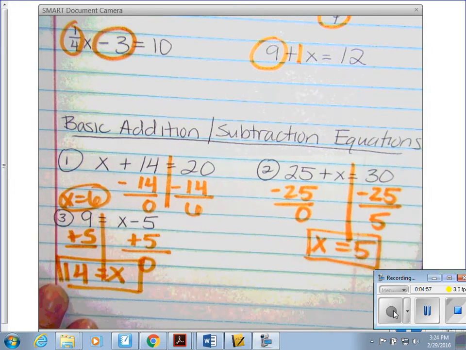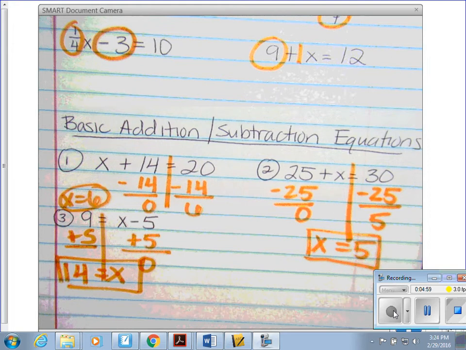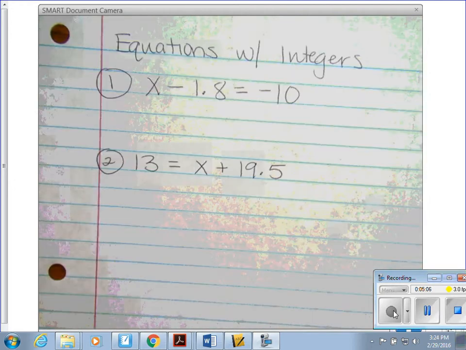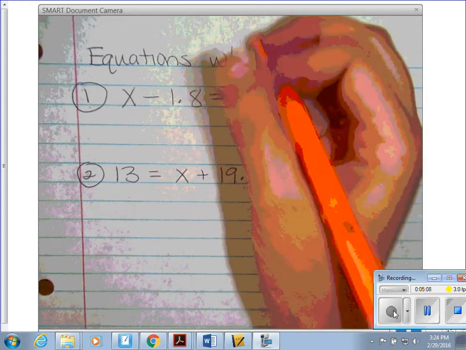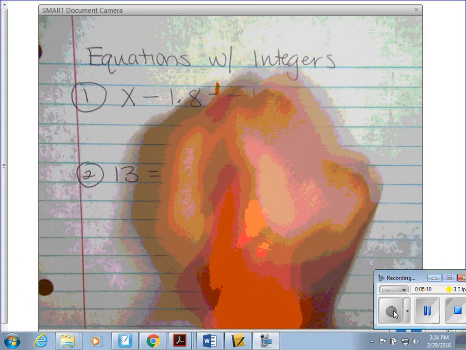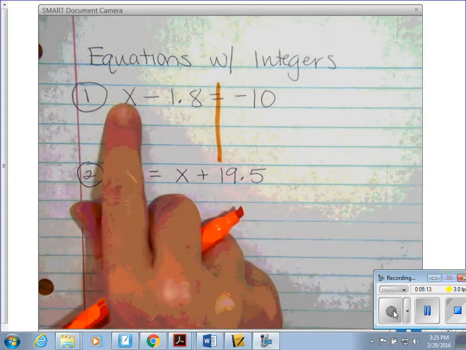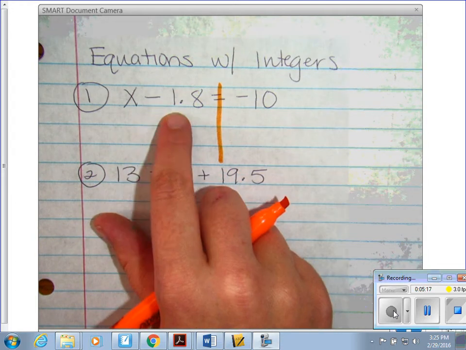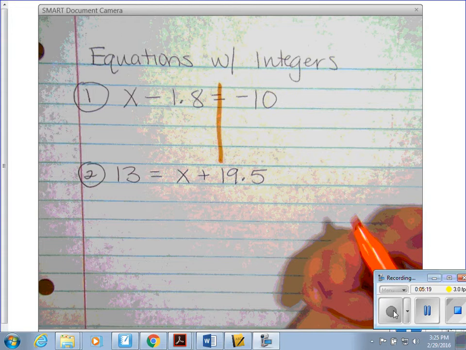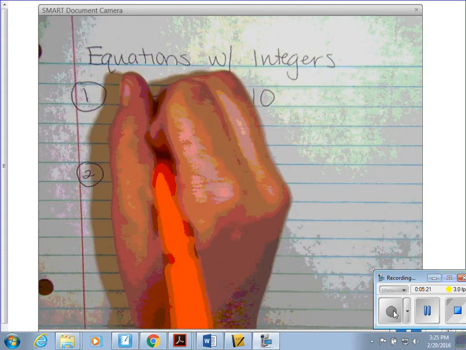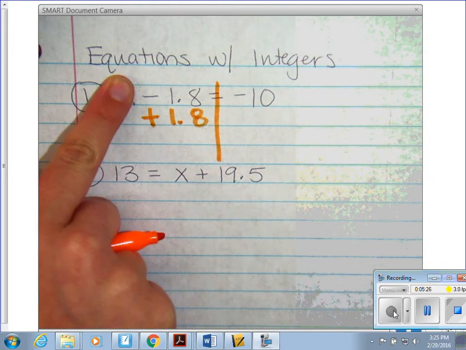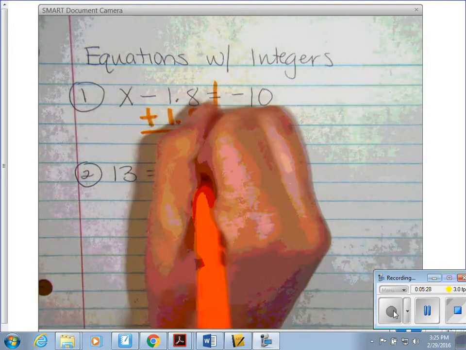Okay. My next examples are more for the honors students. We took a look at some equations with integers. So let's take a look at these examples. Here is my balance, and I have x minus 1.8. So how do I get from minus 1.8 to a 0? Well, I need to do the opposite. I need to add 1.8. Negative 1.8 plus 1.8 gives me 0.